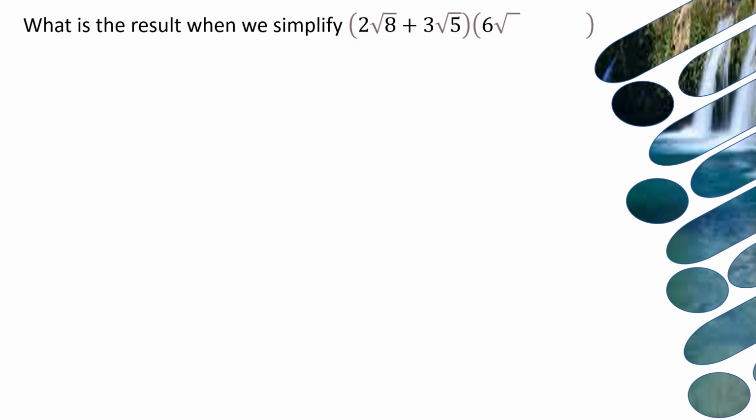Next question. What is the result when we simplify quantity 2 square root of 8 plus 3 square root of 5 times quantity 6 square root of 8 plus 7 square root of 5? So since we multiply two groupings or two parentheses, we have to rewrite them first.